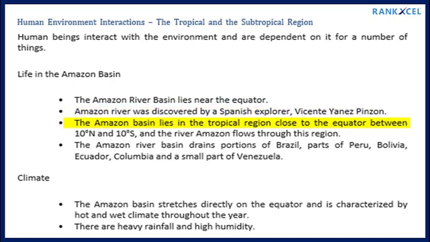The Amazon Basin lies in the tropical region close to the equator between 10 degrees N and 10 degrees S, and the river Amazon flows through this region. The Amazon River basin drains portions of Brazil, parts of Peru, Bolivia, Ecuador, Colombia and a small part of Venezuela.